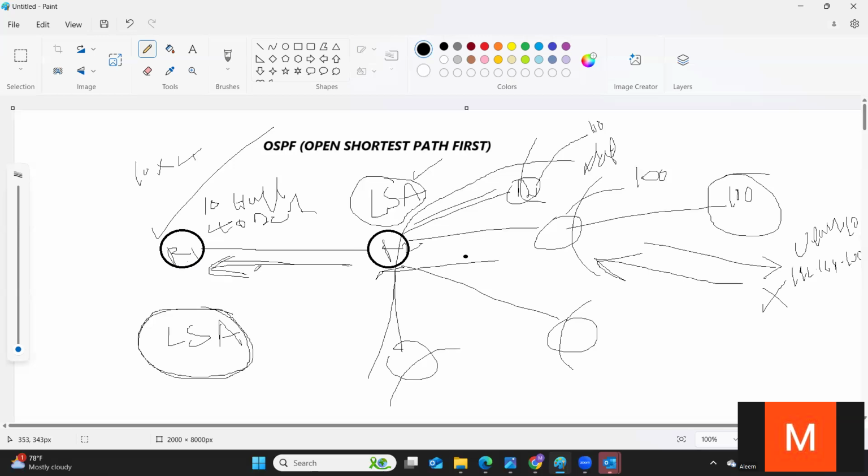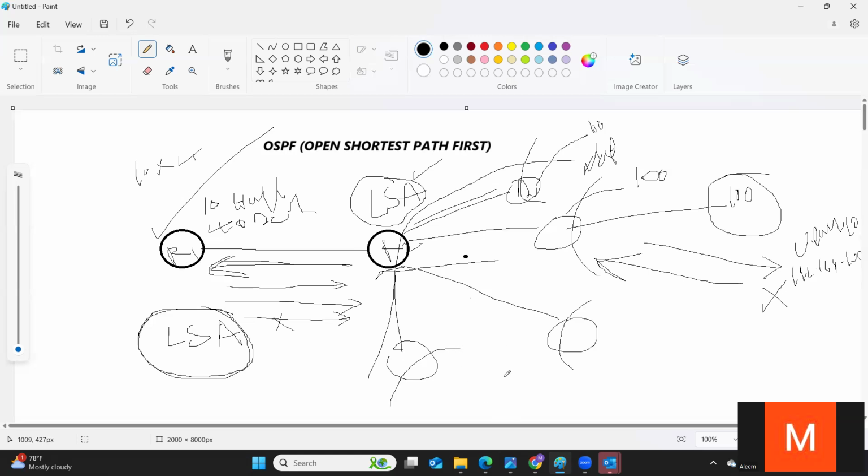Every 10 seconds the router sends a hello asking: you are my neighbor, are you alive or not? If the neighbor does not reply within 40 seconds, this router assumes the neighbor is not alive, and it removes the connectivity and the neighborship. There is no periodic update; whenever changes occur, only then will an update be sent. So that is the timer.